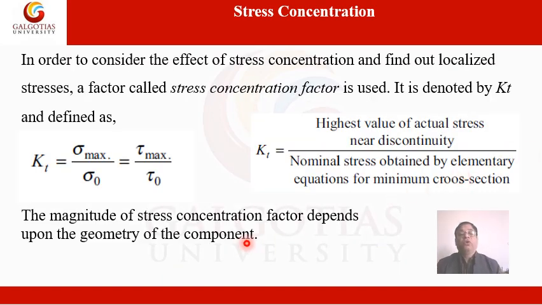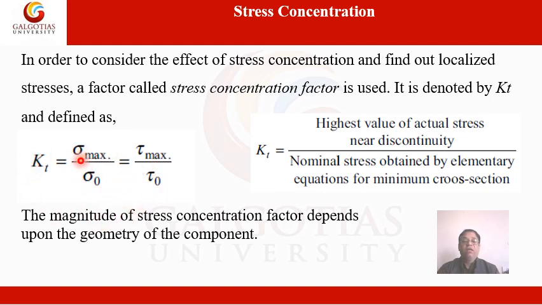In order to consider this effect of stress concentration, we have to use one factor that is known as the stress concentration factor. It is denoted by the letter Kt. Kt is the ratio of the highest value of actual stress near the discontinuity upon the nominal stress obtained by the normal equation at the minimum cross section. It is applicable to both types of stresses, normal stresses as well as shear stresses.